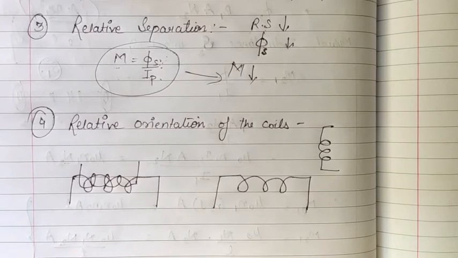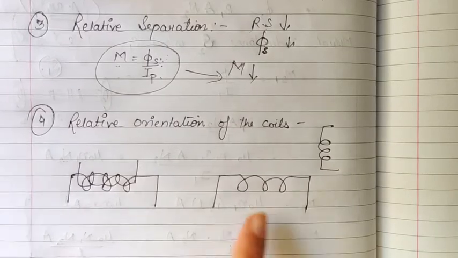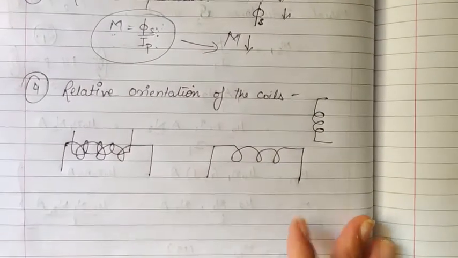If the entire flux, complete flux of the first coil is linked with the secondary coil, then in that case M is maximum, while if it is not so, it is not at maximum, and it is minimum when the two coils are perpendicular to each other. So orientation also matters.